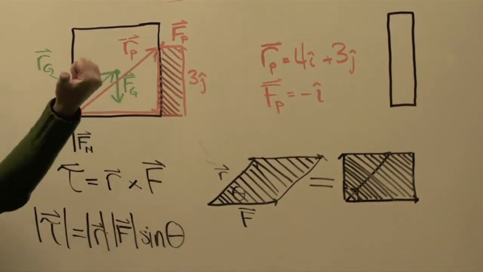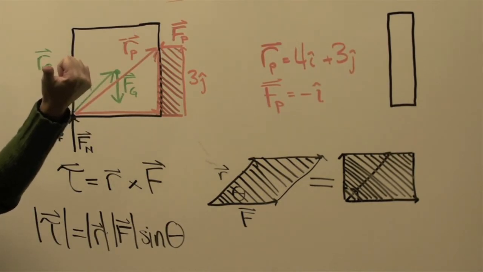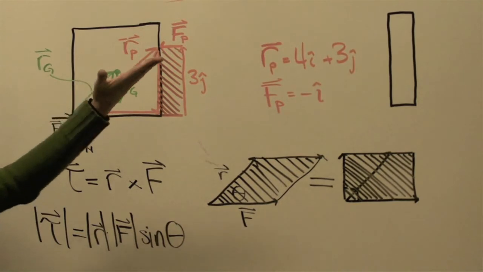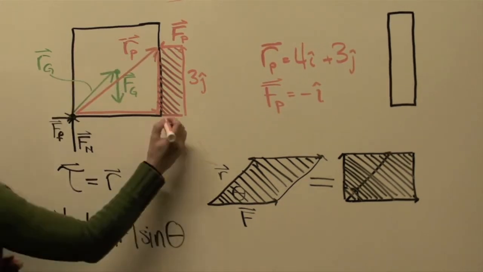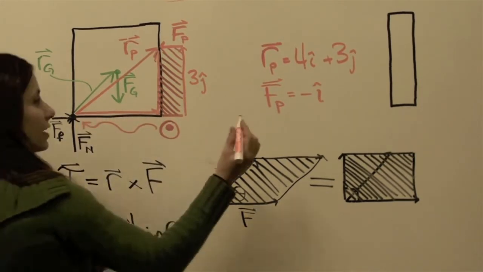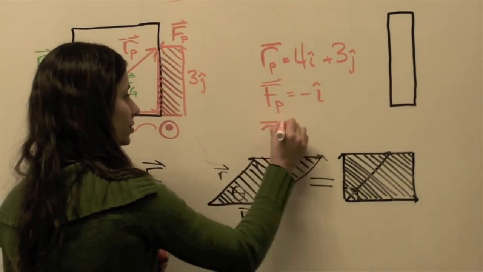The direction of the torque vector is along the axis of rotation caused by this force. We find the direction using the right-hand rule. Point our fingers along R and curl along F. In this case, we find the direction to be out of the board, or positive k. So this tells us that the torque due to the push force is equal to 3k.